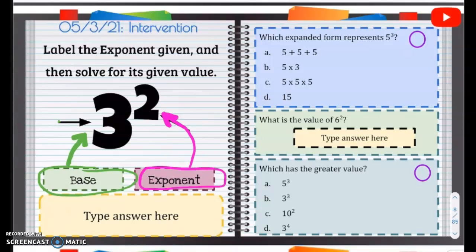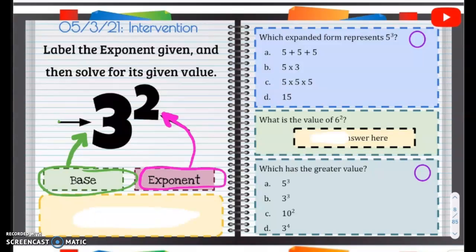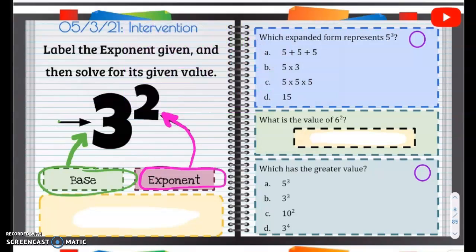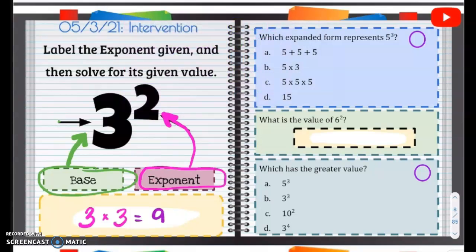Now, when we solve this, remember, the base is the number we're going to write, and this exponent is going to be the number of times we see it. We see it 2 times. That means 3 times 3. So 3 times 3 is going to equal 9. So your answer here is 9. Let's take a look over here.